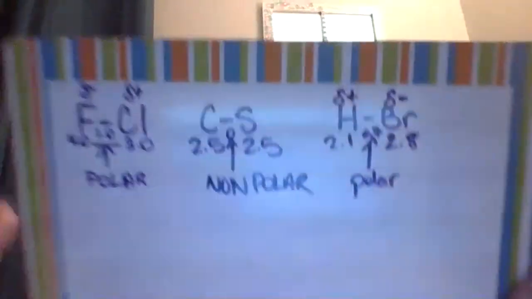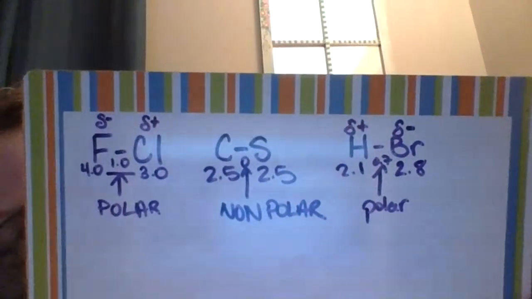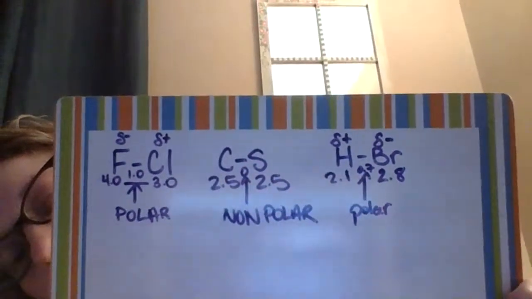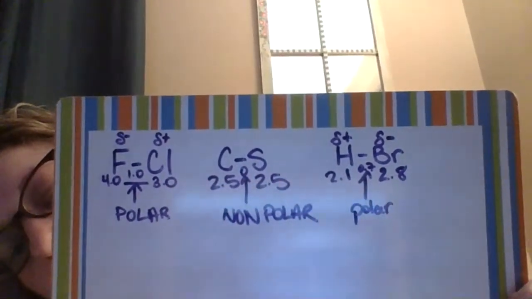The next one is hydrogen and bromine. Hydrogen is 2.1, bromine is 2.8. So the difference is 0.7, and that makes it polar. Hydrogen is going to be the less electronegative atom, with bromine being the more electronegative. I have marked which one of them gets the correct symbol on top. Since the difference is 0.7, they are polar.